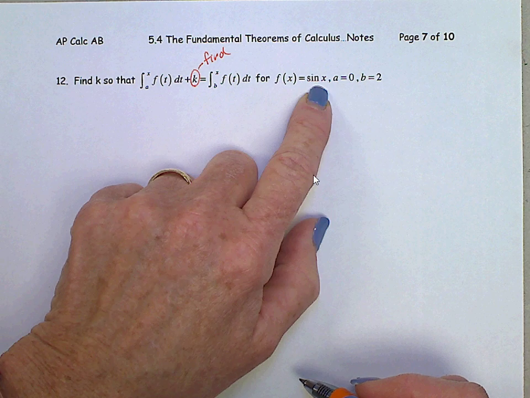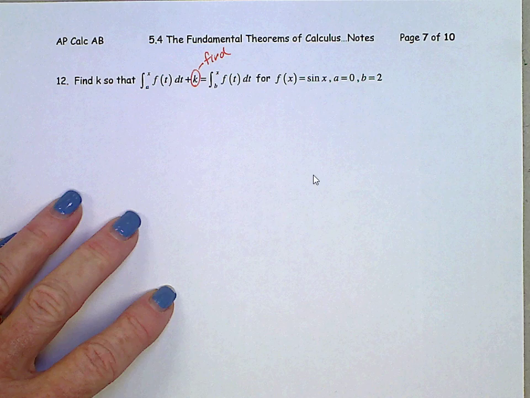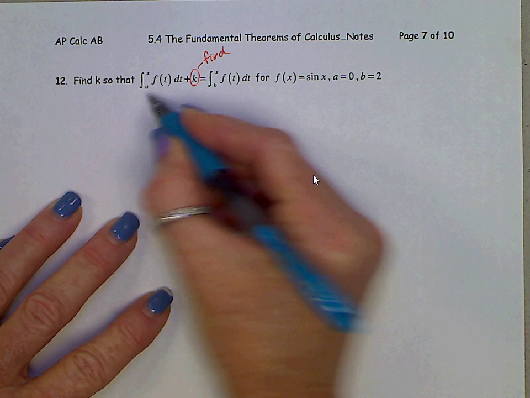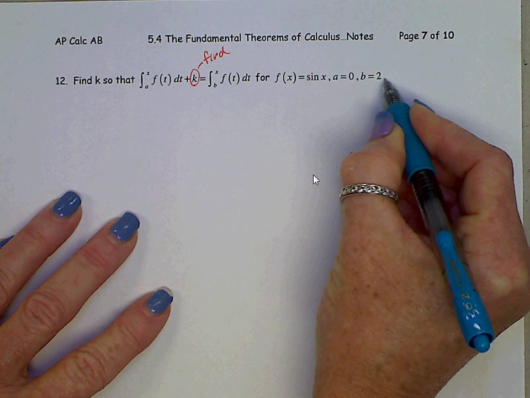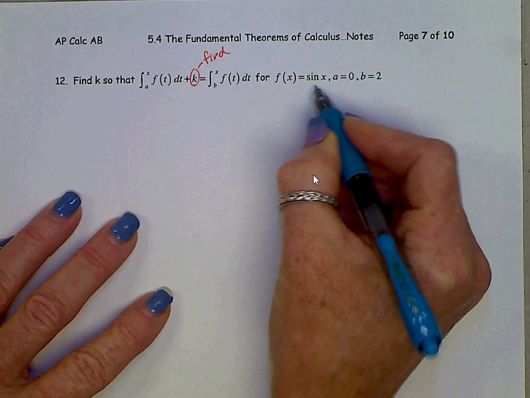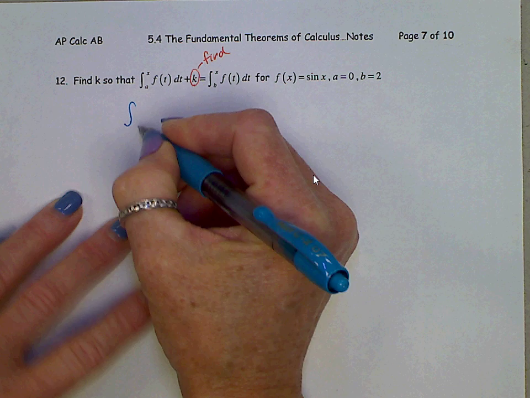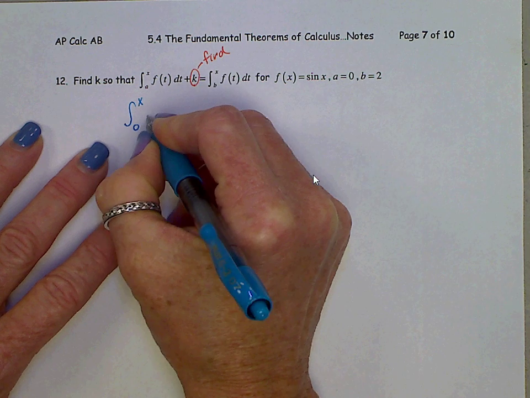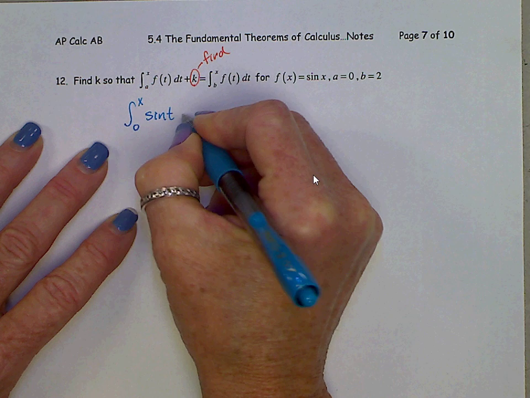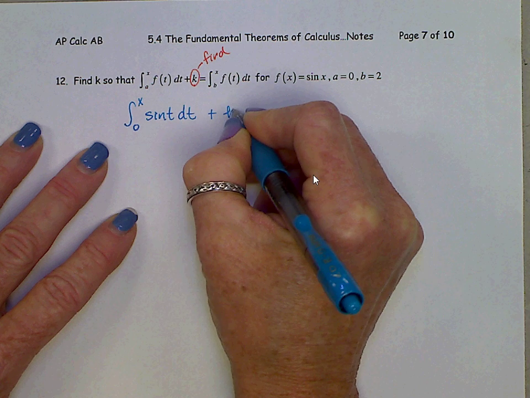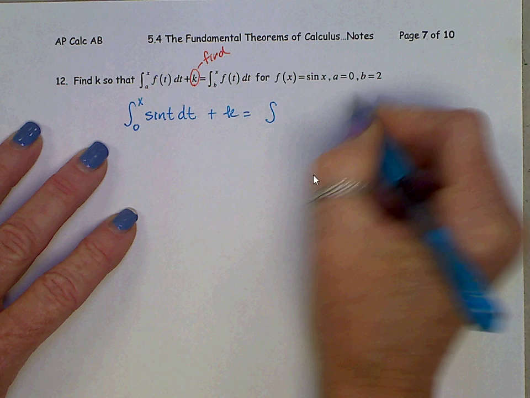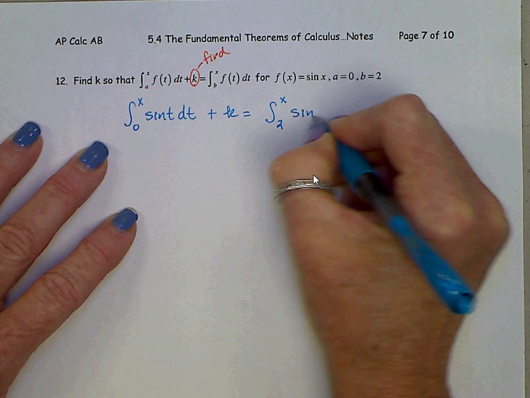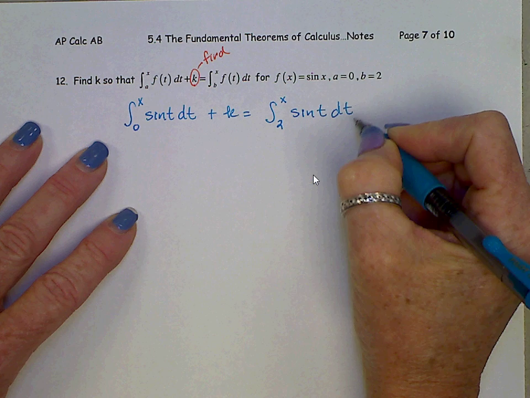For f of x is sine x, a is 0, b is 2. So first thing, let's go ahead and trade out this a with a 0 and the b with a 2 and this f function with sine x. So we're looking at this, the integral from 0 to x of sine t dt plus k is the integral from 2 to x of sine t dt.